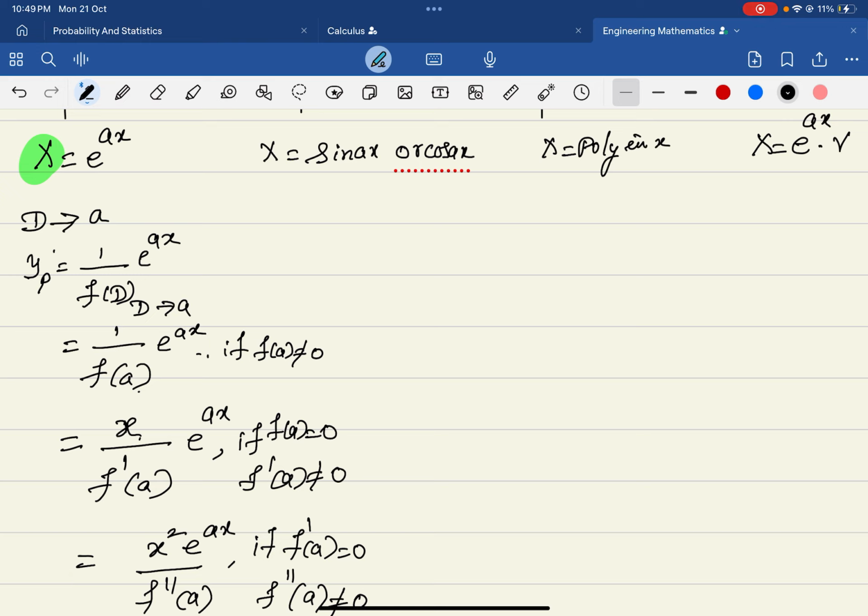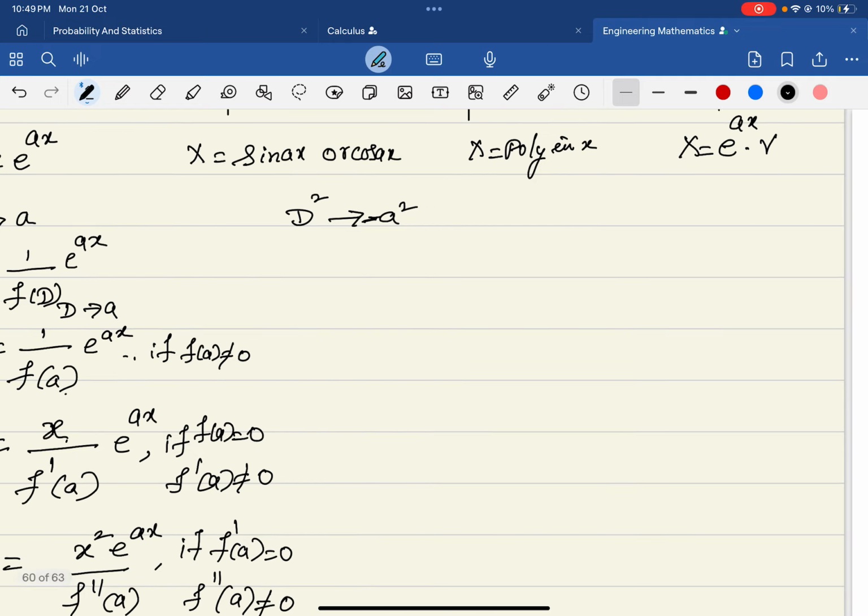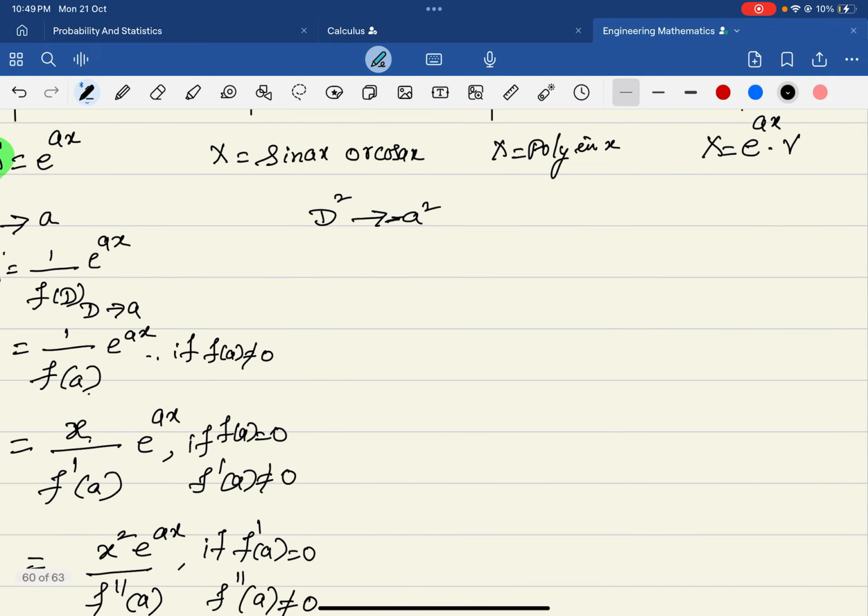And when X is equal to sine or cosine ax, in this situation you replace D square by minus a square, and then solve the problem. While doing the problems, I'll explain how to solve this. In this, if something happens to be 0 in the denominator, then there are special case formulas. Now I am explaining that special case.